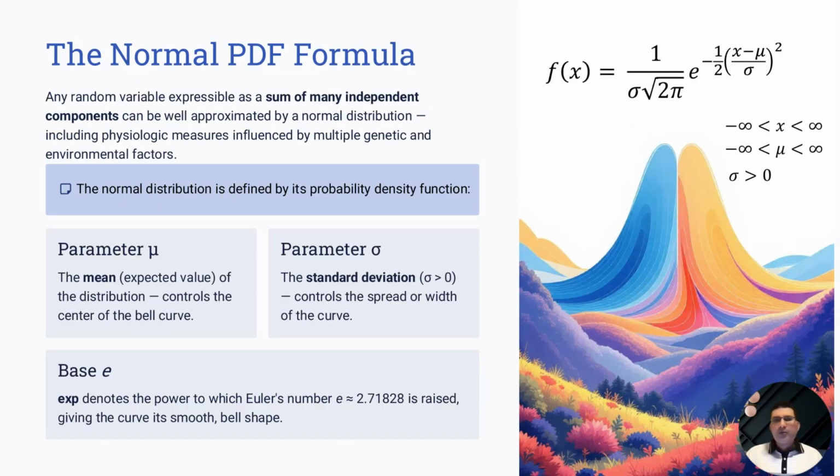Now, the normal distribution is described by something called a probability density function, or PDF. This function tells us how values are spread out, and it depends on two key parameters: the mean, mu, which tells us where the center is, and the standard deviation, sigma, which tells us how spread out things are. The formula itself involves the number e, and that's what gives us that smooth, bell-shaped curve.